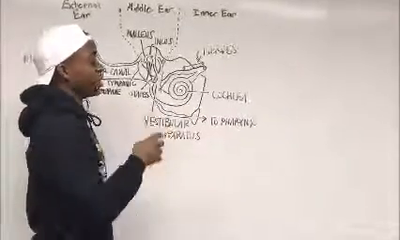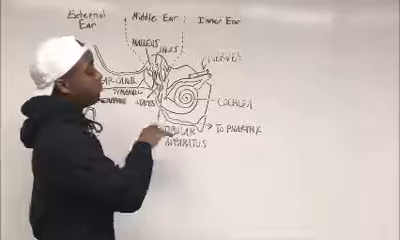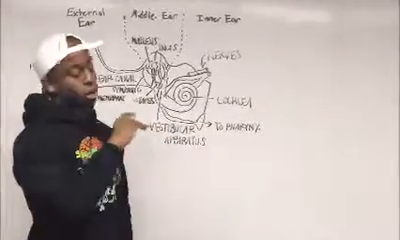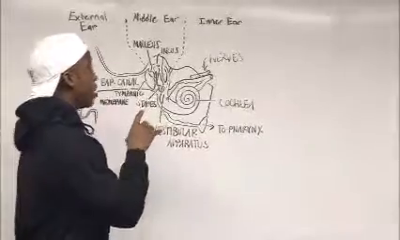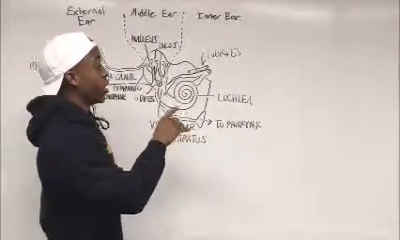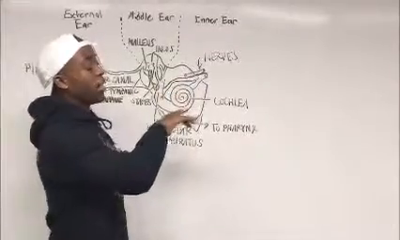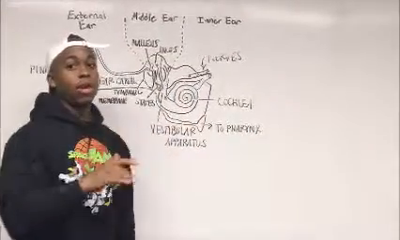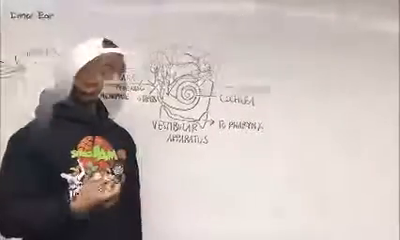This transduction is what changes the mechanical waves into the actual electrical signals sent to the brain. And the vestibulocochlear cranial nerve is what sends the information from the ear to the brain to interpret the data that it receives.